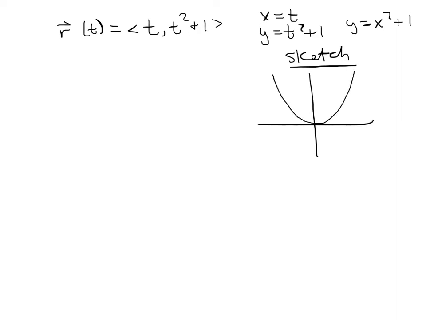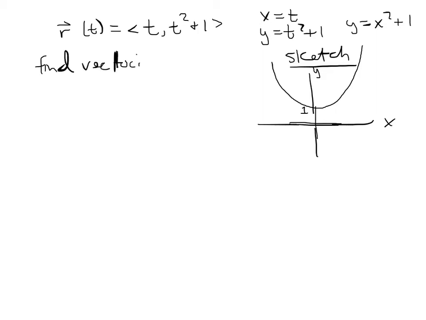Parabola. Oh, plus 1. Let's erase that parabola and shift that parabola up 1. Okay, that's better. So in x, y, the parabola is shifted up 1. All right, so now let's find, and then we'll sketch it. I just want you to get a bit of a visualization here for it. Let's find the velocity vector.